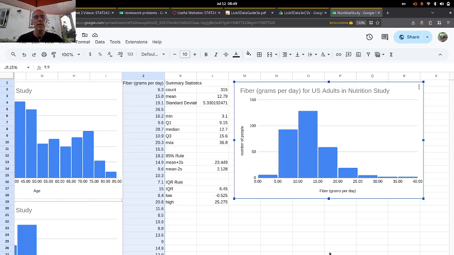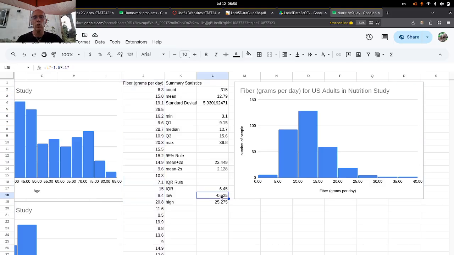And let's see, are there any outliers by the 95% rule, the 2 standard deviation rule, or the IQR rule? And 25 is the high, and there are definitely people above 25. So again, the skew of the graph and the IQR rule say, yeah, there are a few people that have an unusually high amount of fiber intake compared to the others. Notice the negative low, that means nobody has an unusually low amount of fiber. Although, that looks kind of low right there.